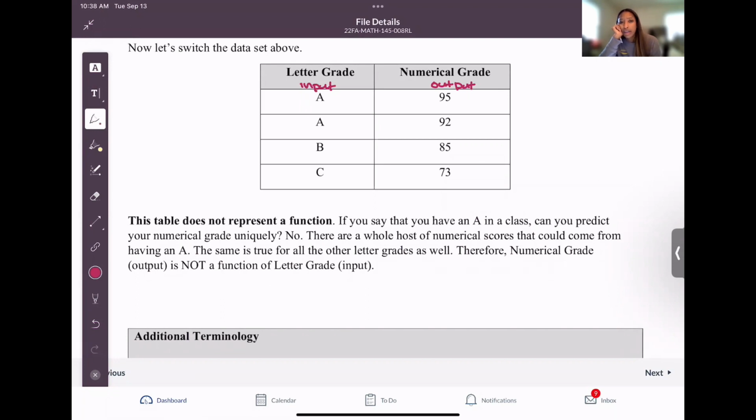We can see very clearly that the grade A can be a 95 or a 92 or 93 or 94 or 99 or 98 or any decimal in between there. Okay, so there are lots of different numerical grades that correspond to the letter A. That means that the input of A has multiple different outputs that it goes to. Here are just two examples. That is a problem. That means that this does not represent a function. So when you're looking at a table, you want to look at your inputs. If there is an input that is repeated, if it goes to two different outputs, it's not a function.